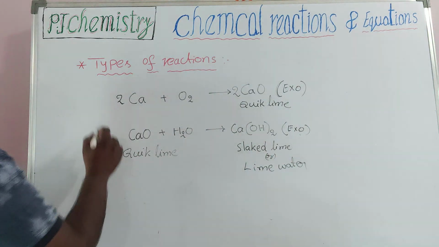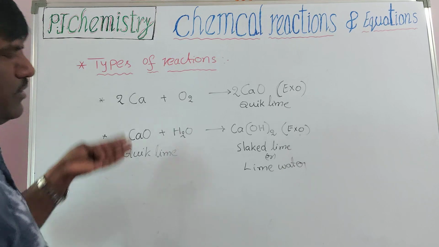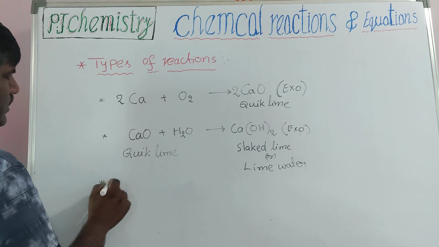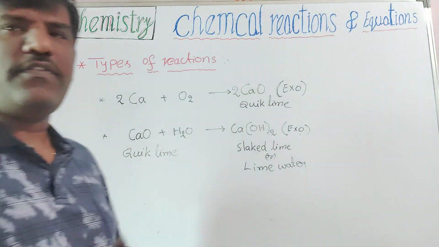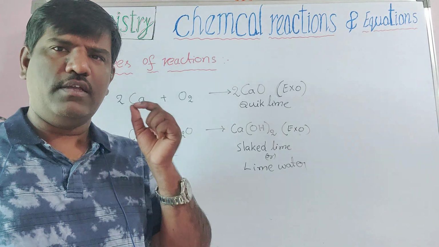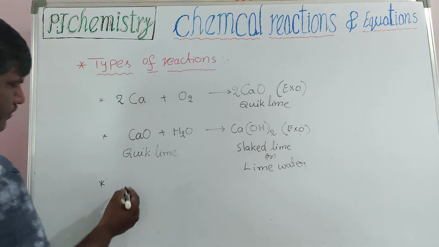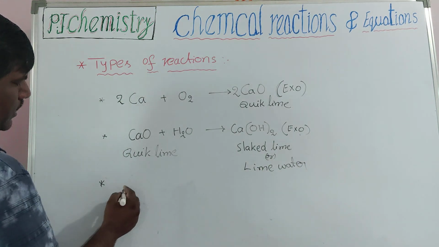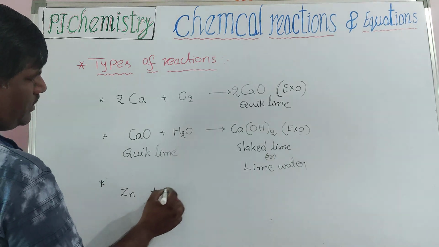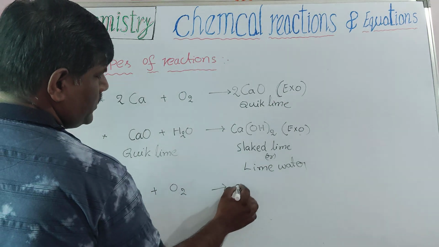Next, these are examples for combination reactions. They can ask any of them, and don't feel this is just an example, they can create a 5 marks question. Don't neglect any example, every example should be practiced. Now see here, zinc burns in the presence of oxygen, it forms ZnO.